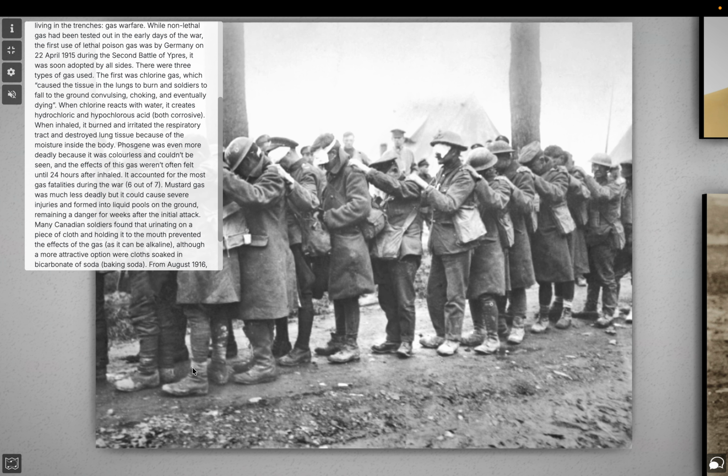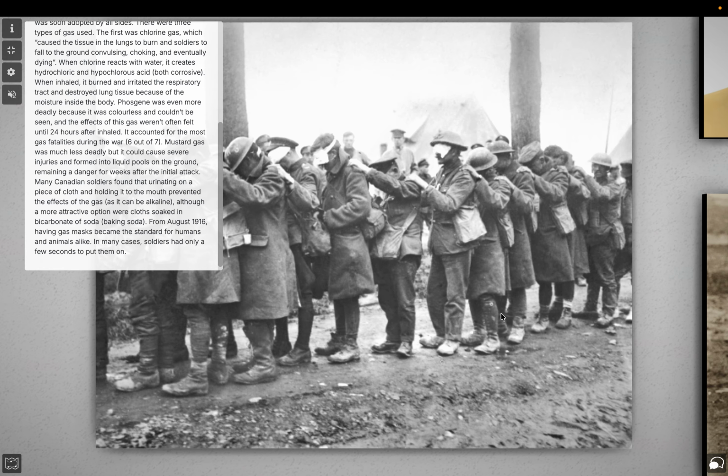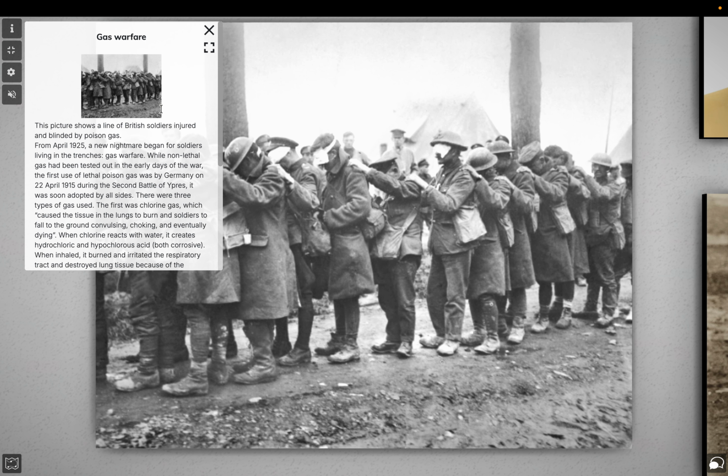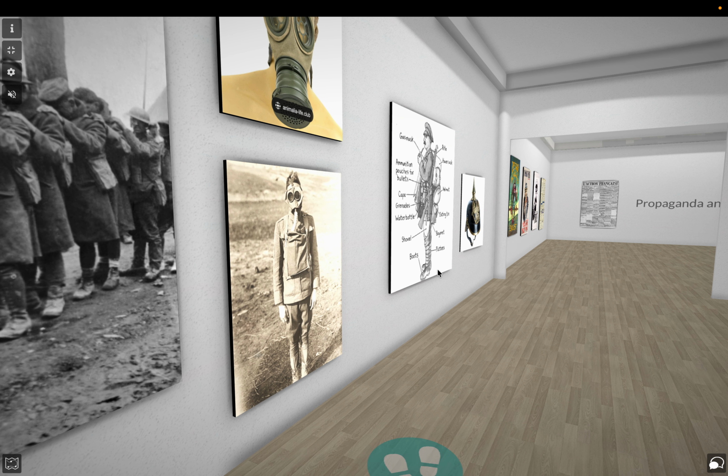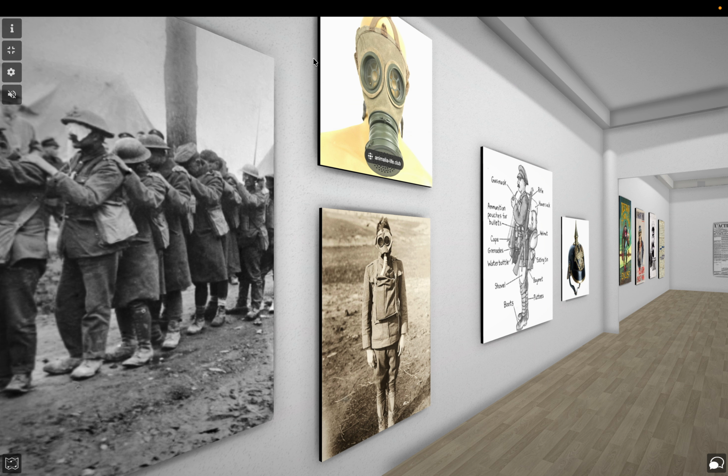Another gas was phosgene, and you couldn't see it. That's why it was so scary, and you couldn't feel the effects of it until 24 hours after. And it accounted for most of the gas fatalities, which is 6 out of 7. Mustard gas was much less deadly at first, but it could form into liquid pools in the ground in the trenches, so that became very, very dangerous.